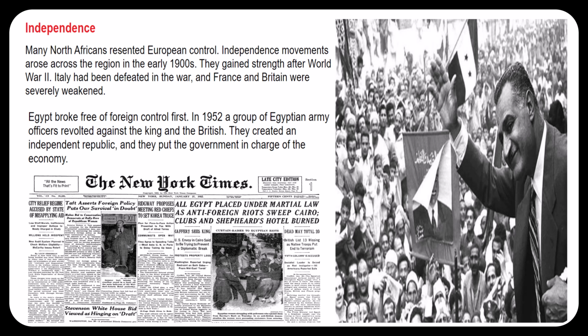Independence. Many North Africans resented European control. Independence movements arose across the region in the early 1900s. They gained strength after World War II. Italy had been defeated in the war, and France and Britain were severely weakened. Egypt broke free of foreign control first. In 1952, a group of Egyptian army officers revolted against the king and the British. They created an independent republic, and they put the government in charge of the economy.